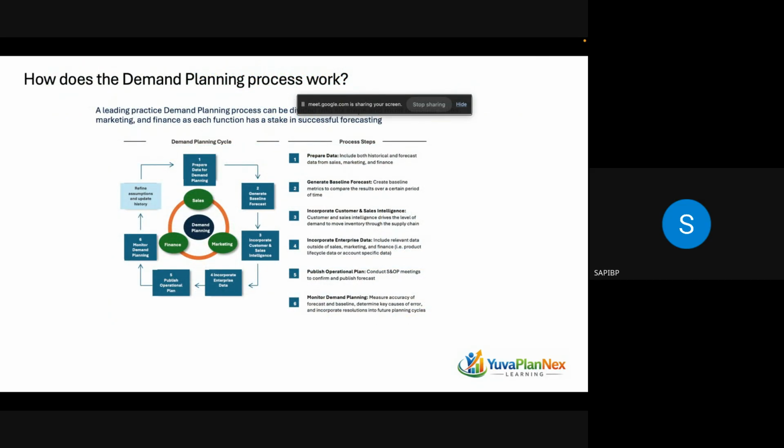If you see this, first you prepare the data for demand planning, where you gather the historical data. You need to clean your historical data, and based upon the available formulas or algorithms, you will generate the baseline forecast.